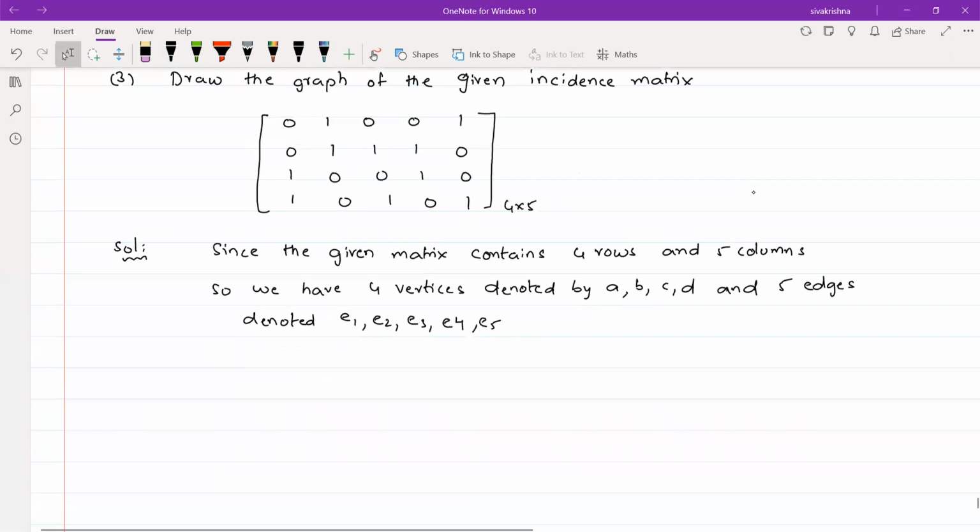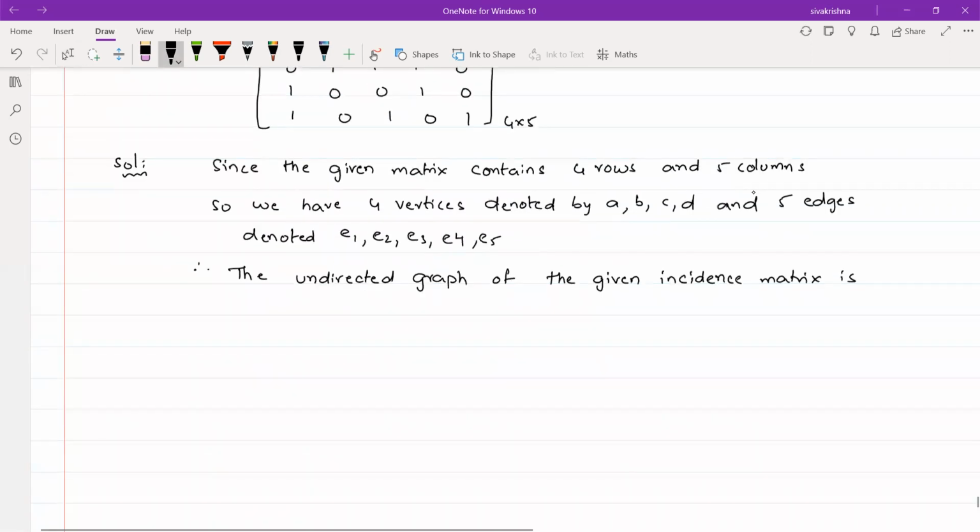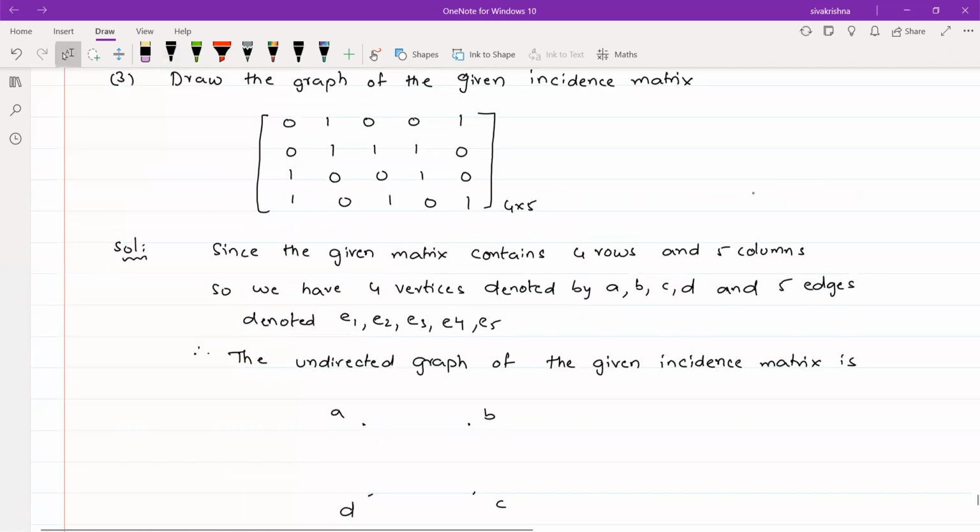therefore the undirected graph of the given incidence matrix is, so since we are having 4 vertices, I am representing the vertices as A, B, C and D. Okay, these are the vertices. So this is A, this is B, this is C and this is D. Okay, so coming to the matrix, we have to write down the names of the vertices as A, B, C and D along rows, and also names of the edges along columns E1, E2, E3, E4 and E5, right? So by seeing the matrix, now we have to draw the edges.